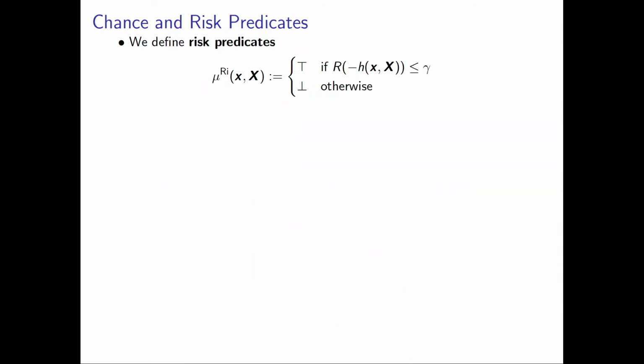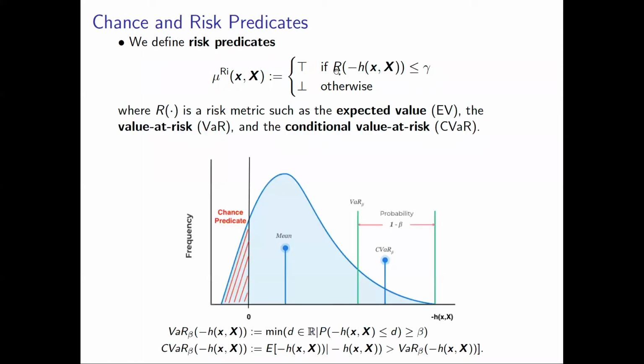In this paper, we define risk predicates that are true whenever a risk metric r that is put on top of minus h is smaller than some gamma. This risk metric r can be the expected value, the value at risk, and the conditional value at risk, but also any other risk metric from the literature.